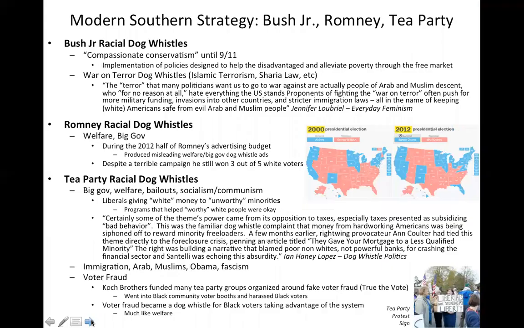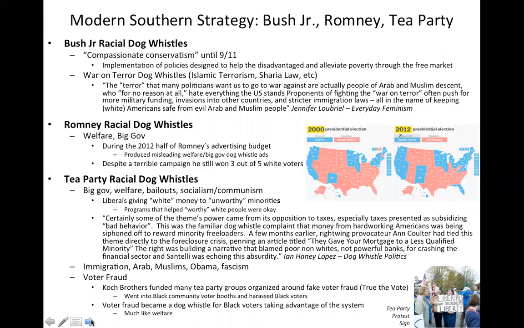And then we get to Bush Jr., Romney, and some other elections. So Bush Jr., he didn't start out doing a whole lot of racial dog whistles. He ran on what we call compassionate conservatism. It was this idea that with enough guidance, the free market could help alleviate poverty. It was kind of like a watered down version of Reagan's neoliberal government. That was until 9/11 hit.